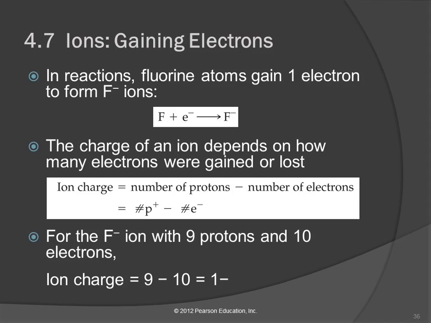The nonmetals tend to gain electrons. If you get extra negative charges, then you're going to have a negative ion. And what do we call a negative ion? An anion.